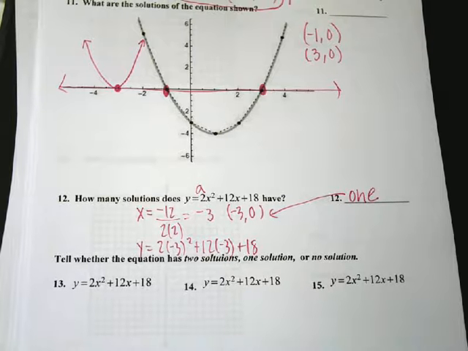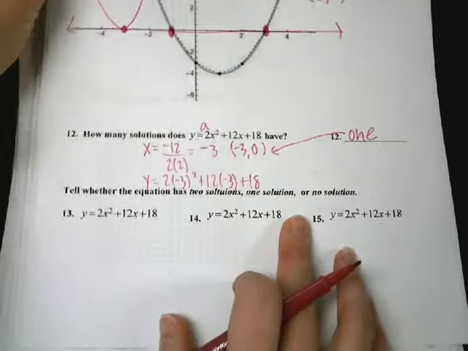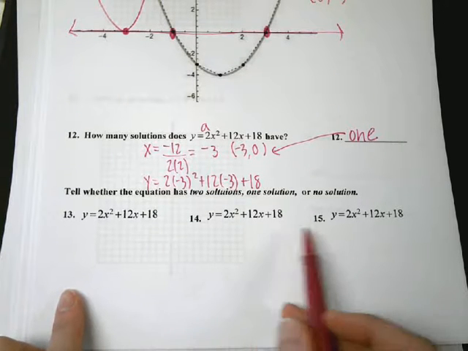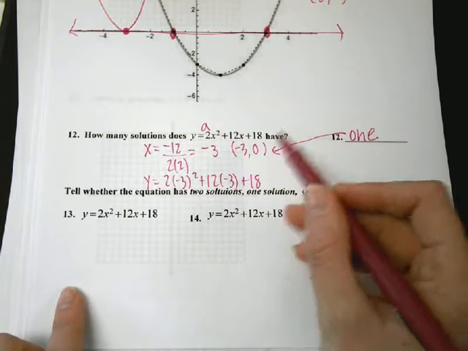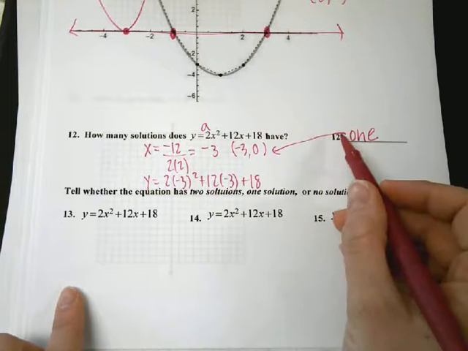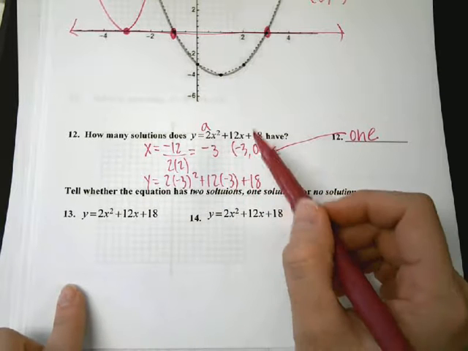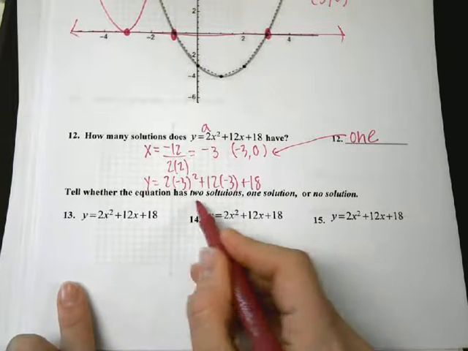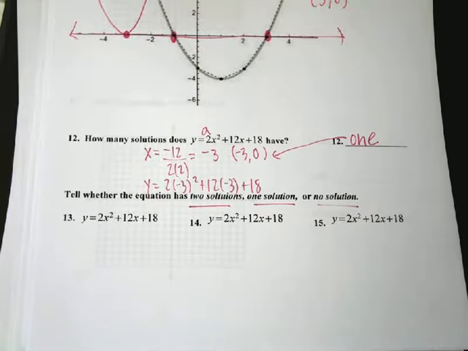I believe 13, 14, and 15 are typos because it's the exact same equation that we just did. But what you want to do is just make sure that you understand how to come about telling how many solutions our parabolas are going to have. I would start with the vertex and then graph it and see how many times it hits the x-axis. Your options are either 2, 1, or none. Okay, that's it for page 4 of your review. Only one more page to go, guys.